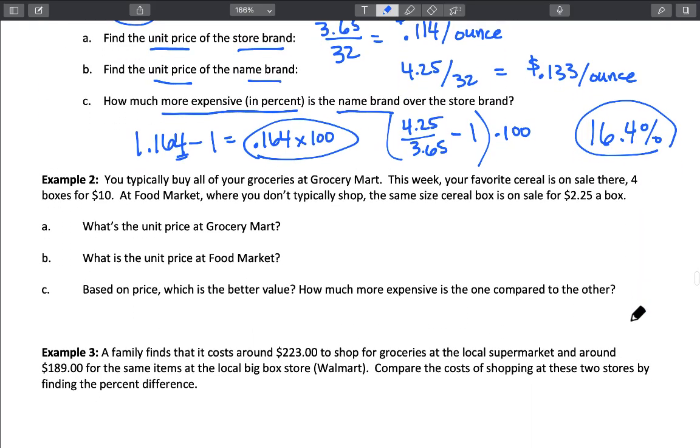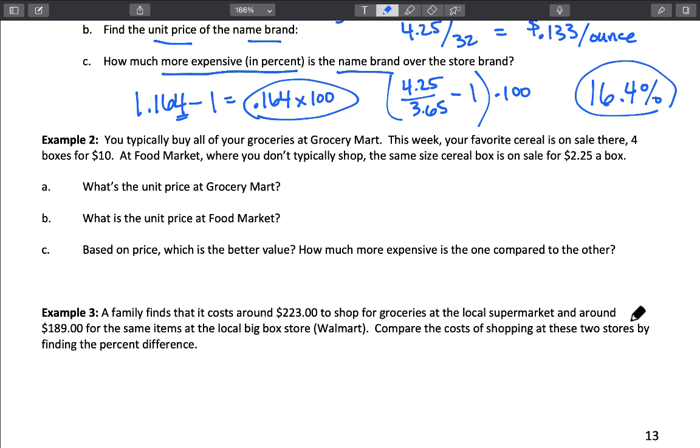All right, now who wants to pay 16.4% more every time they go grocery shopping? Not me. All right, let's look at example 2. You typically buy all of your groceries at Grocery Mart. This week, your favorite cereal is on sale for 4 boxes for $10. At Food Market, where you typically shop, the same size cereal box is $2.25. What's the unit price at Grocery Mart? Okay, this time we're going to go by count.